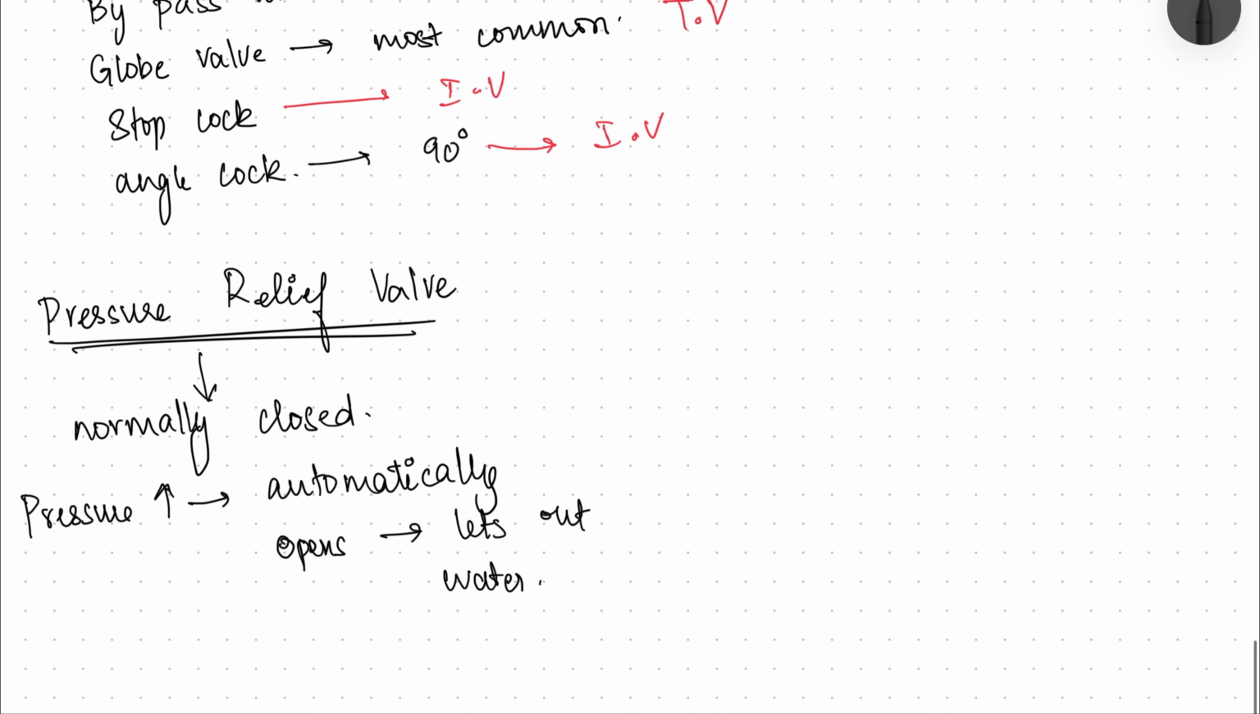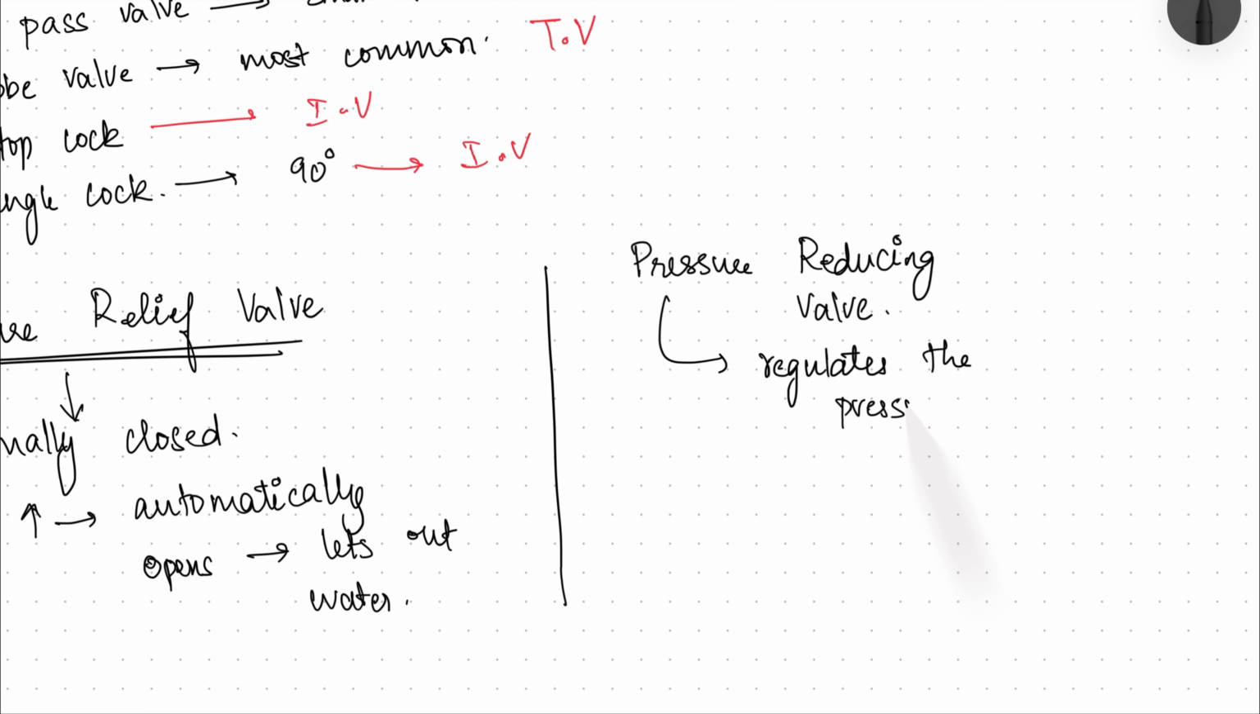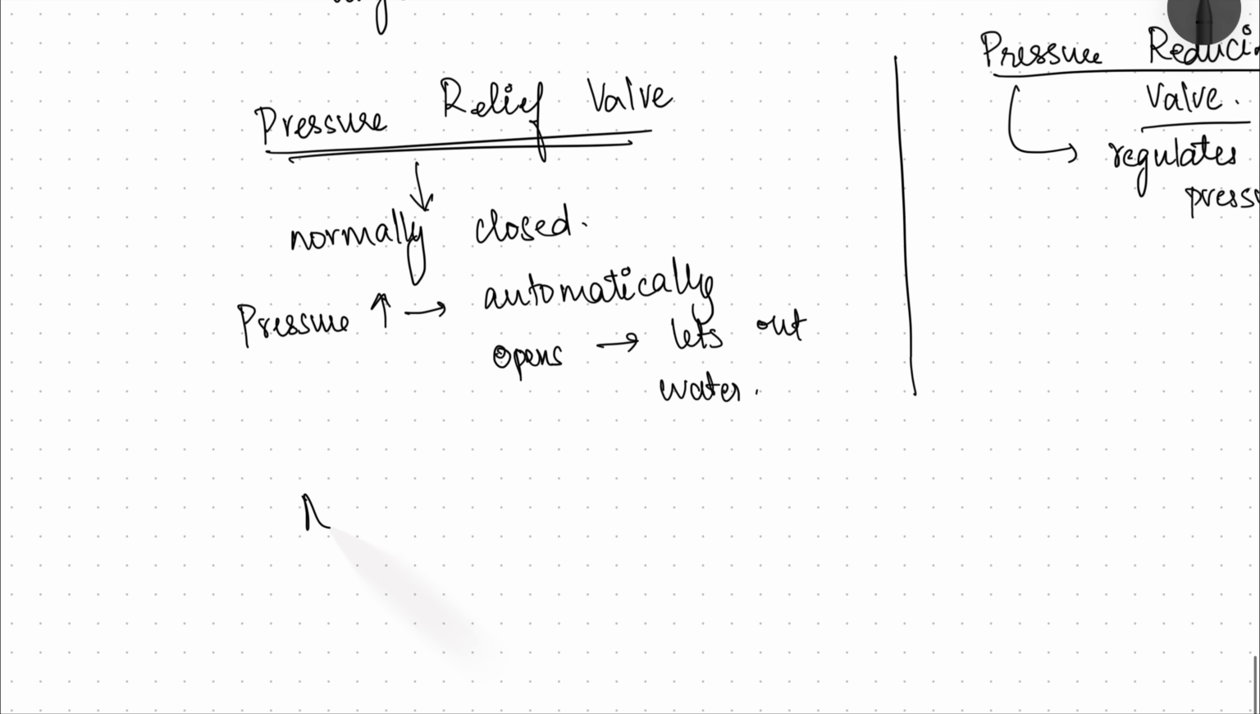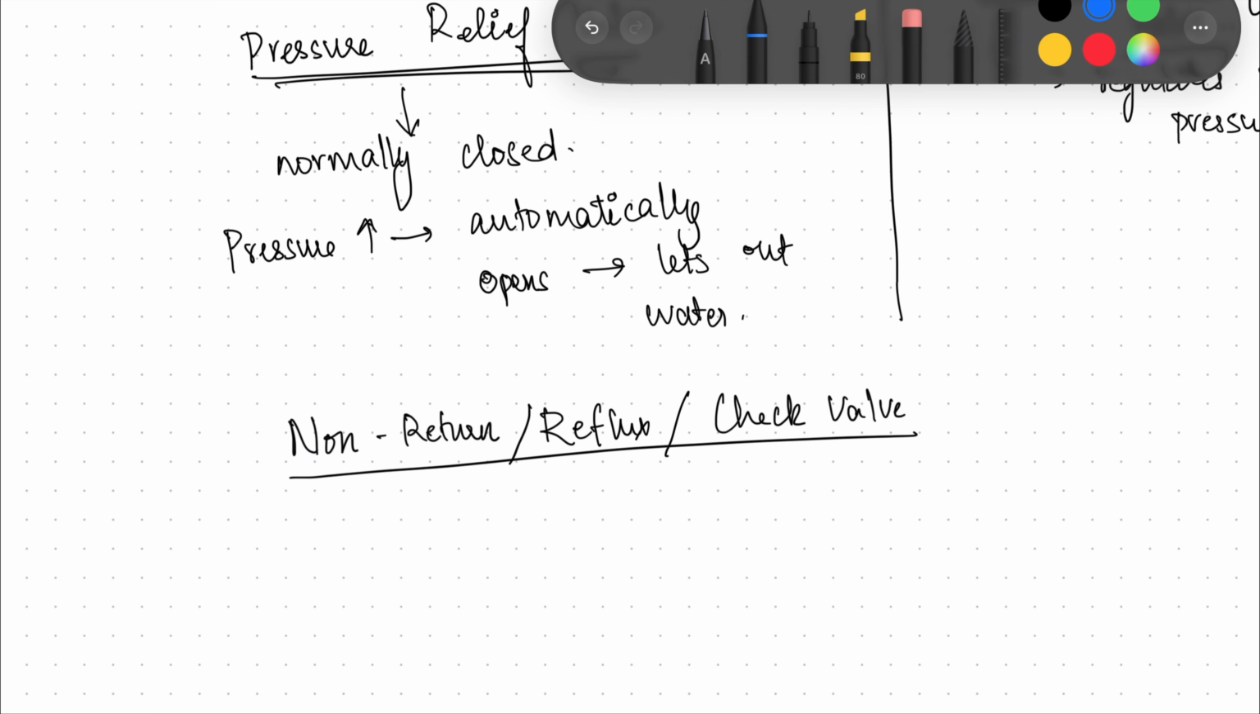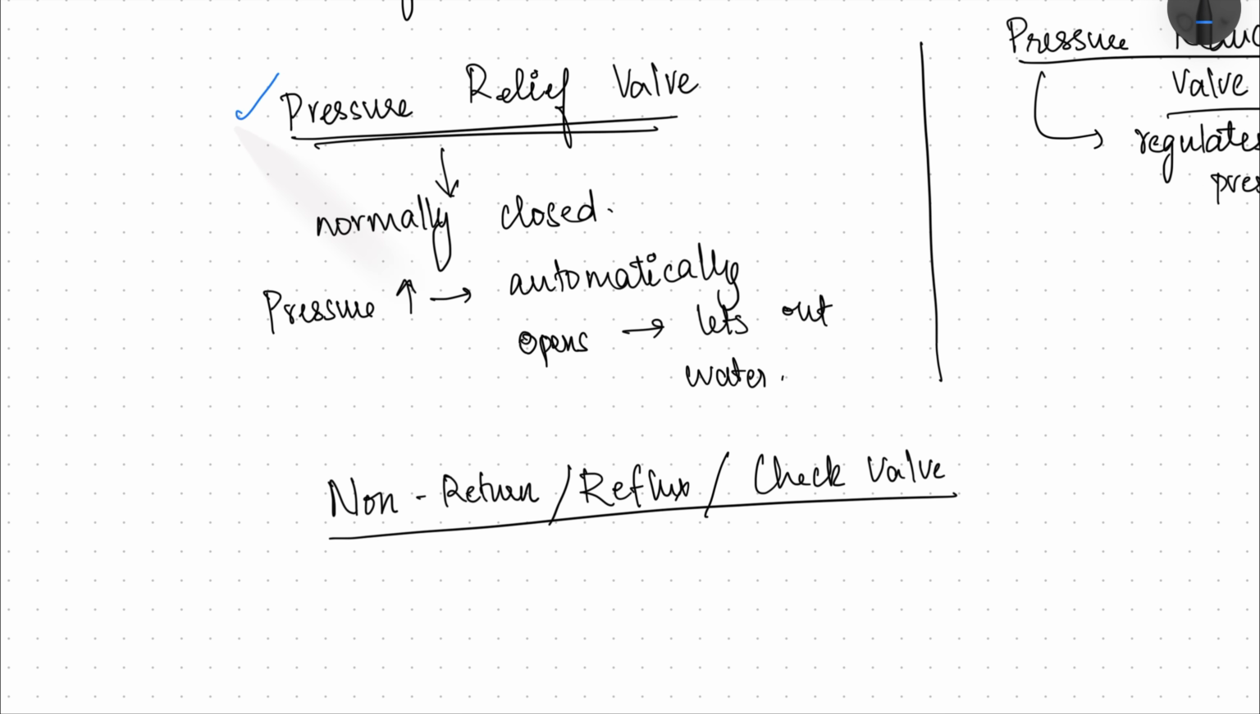Then there is pressure reducing valve, which regulates the pressure. And then non-return or reflex or check valve. As the name suggests, it means water can flow only in one direction. It cannot come back. And in the starting, we talked about something called the hydropneumatic system, right? There they use the pressure relief valve and the non-return valve.